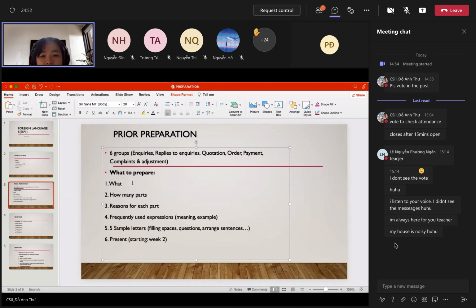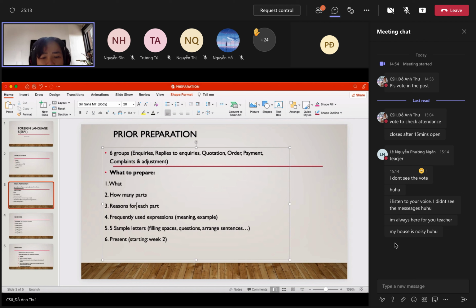All right. And then other situations. What type? Formal or informal? Or less formal? You have different information to look for. How many parts? You can look at the textbook and see how many parts there are.